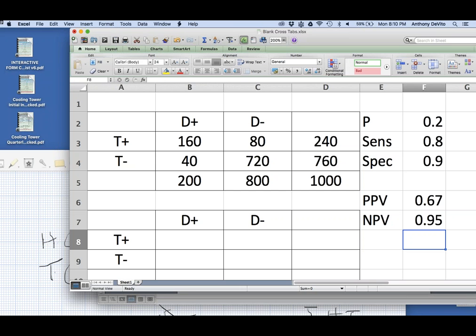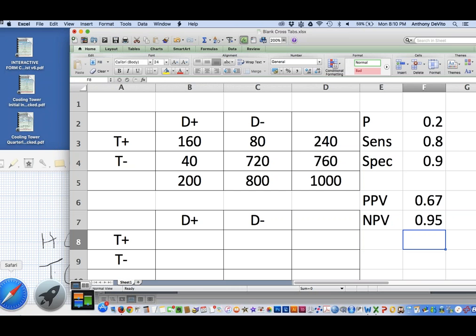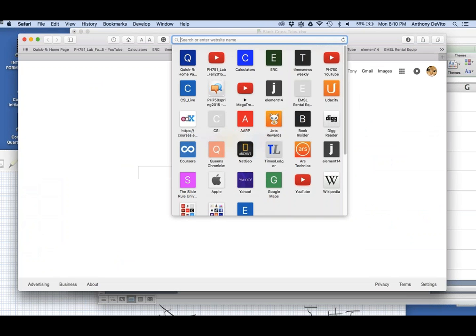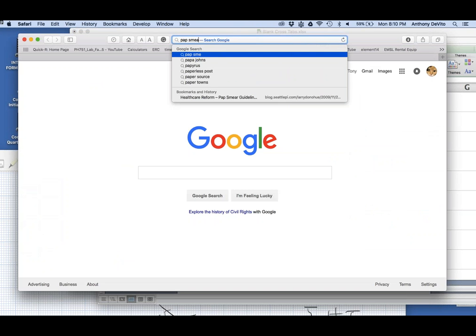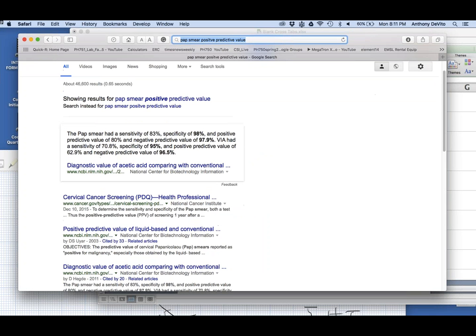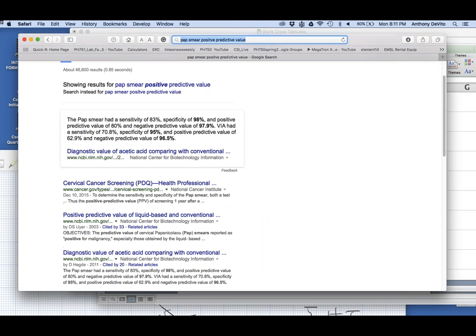Now, does this ever come up anywhere? Let's take a quick look online. I'm going to pick out Pap smear. Positive predictive value. See what comes up. Pap smear had a sensitivity of 83%, specificity of 98%, and so on and so forth.